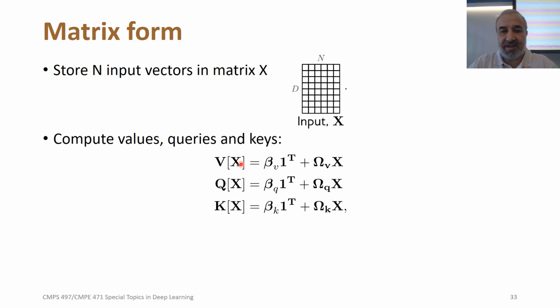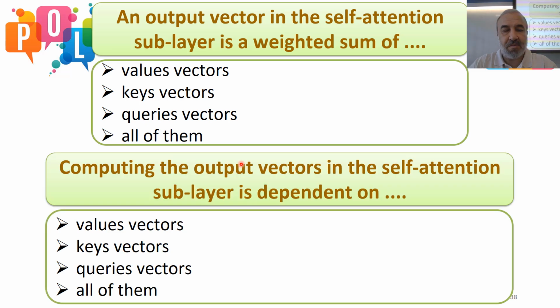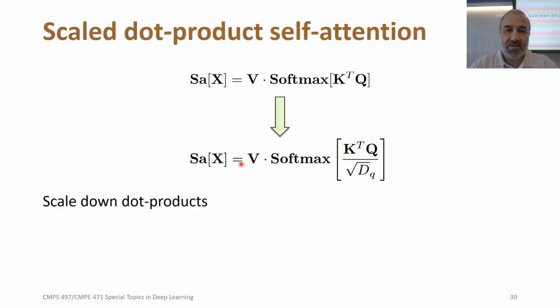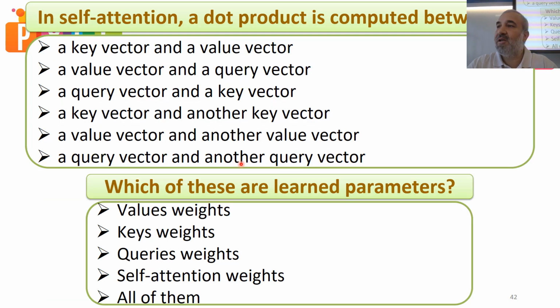Okay, so what's the right answer here? Not this one. This one. Values weights, keys weights, queries weights, but not self-attention weights. Okay. Is that clear? Okay.